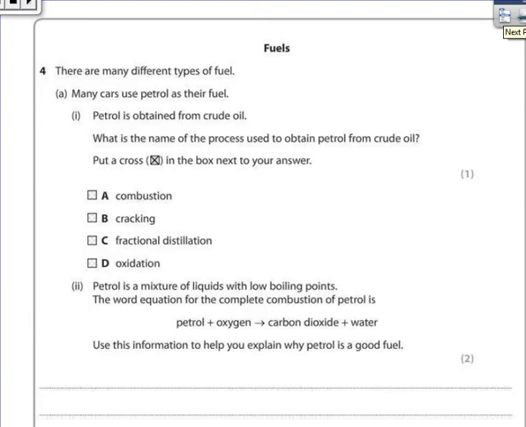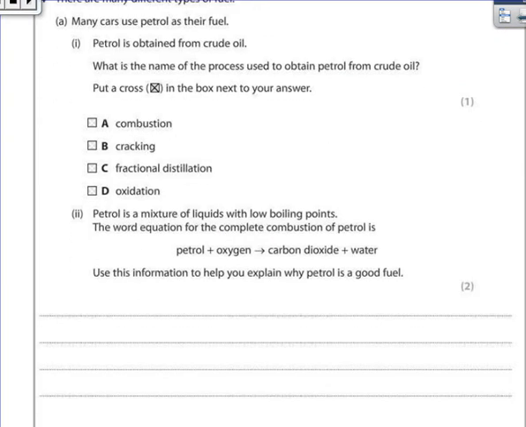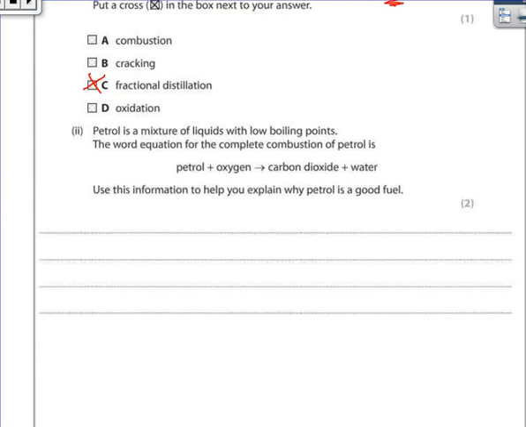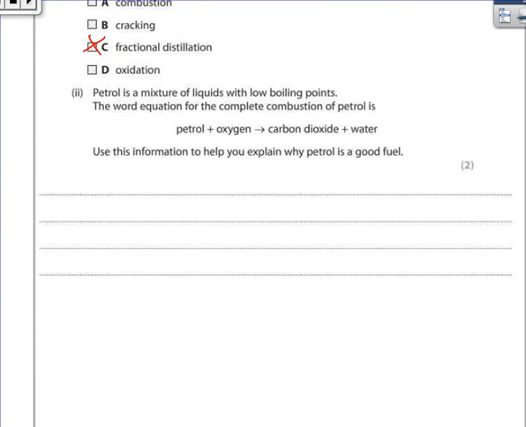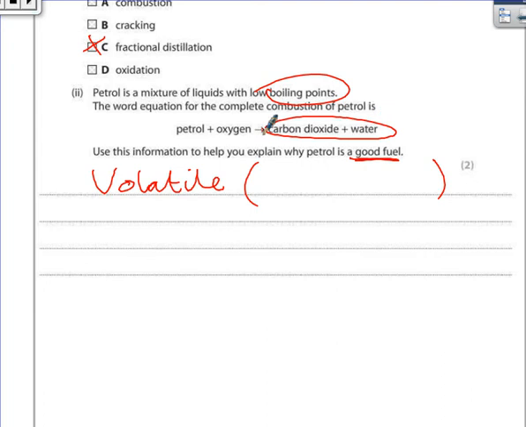Okay, next question. It's about fuels. The process used to obtain petrol: to get any fractions from crude oil, we need fractional distillation. Petrol is a mixture of liquids with low boiling points. So low boiling points tells us why petrol is good. It's volatile, which means it burns easily. You might want to put that in brackets. And there's no solid products. There's no ash like you get with a coal fire.